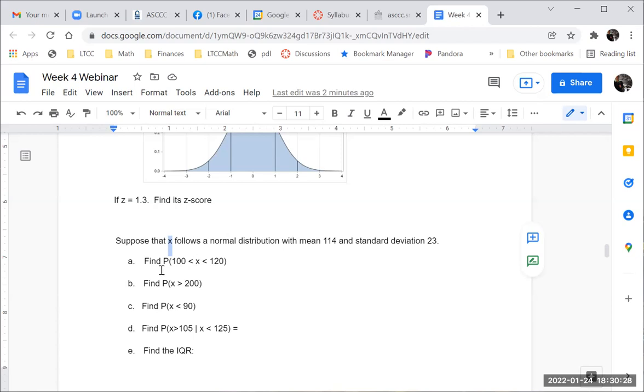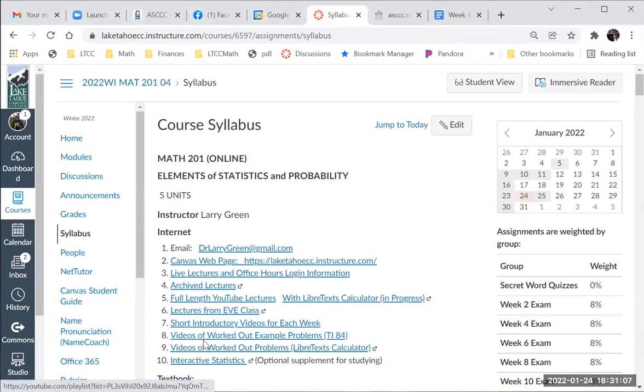And the question is, find the probability that x is between 100 and 120. Okay, if I asked you to do this by hand, you should just yell at me, because it's not going to happen. Got it? Doing these by hand is not going to happen. So instead, what do we do? Yeah, we go to the calculator. So let's go to the calculator.